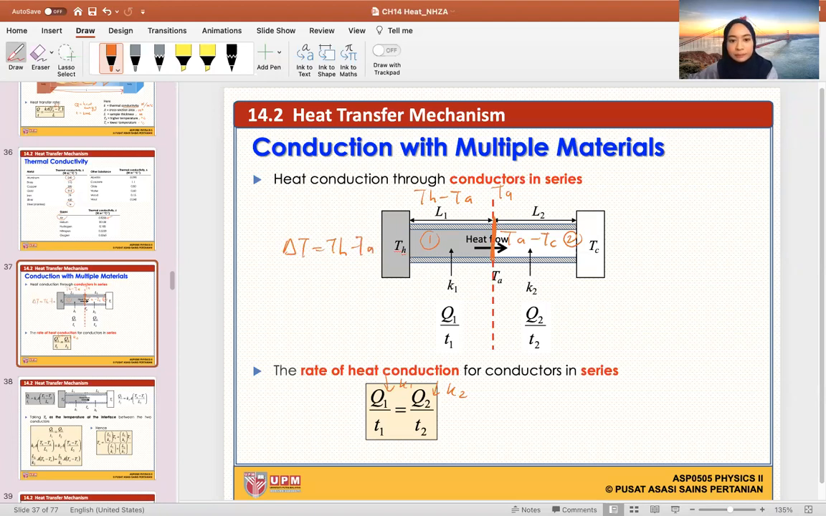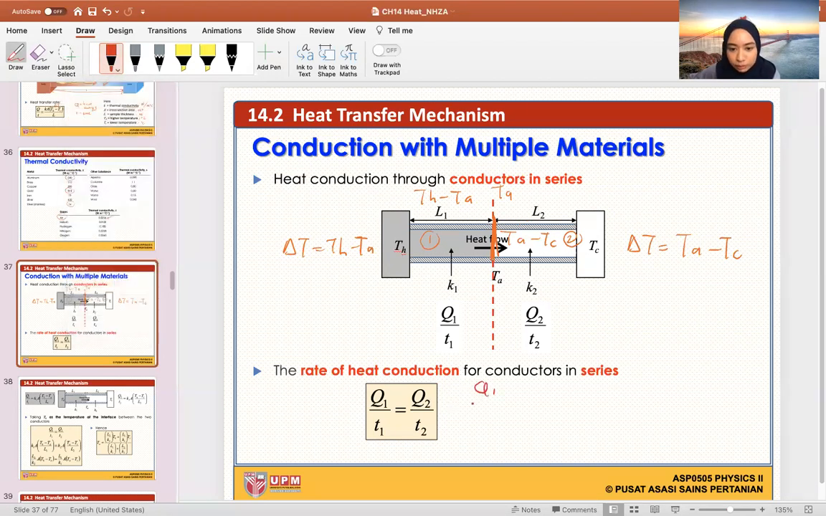Patutlah saya rasa pelik tadi. Okay, so TH minus TA. Whereas this guy, the delta T, what is your T hot? T hot is over here. This is your cool. So TA minus TC. Okay, now we can write the equation. Okay, let's write that down.